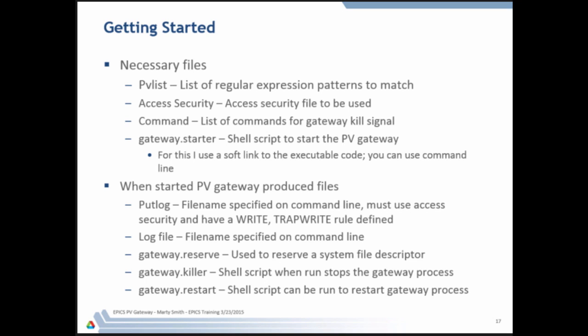Okay, so when you start up the PV gateway, it produces these files. It produces a put log, whose file name is specified on the command line. If you want a put log, you have to use access security, and you have to have in your access security file this trap write rule for all of your writes. If you're not allowing writes, you're not going to really get a put log file anyway. The log file can be specified on the command line as well.